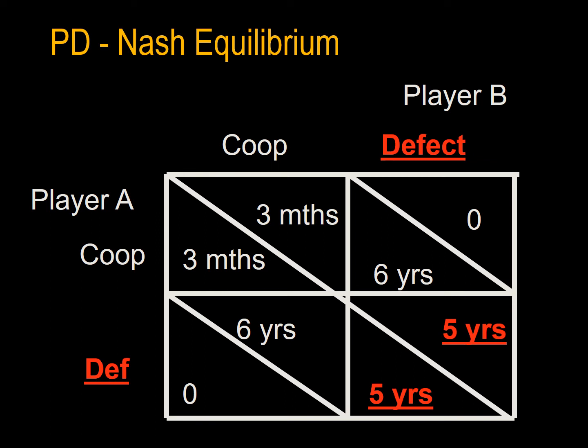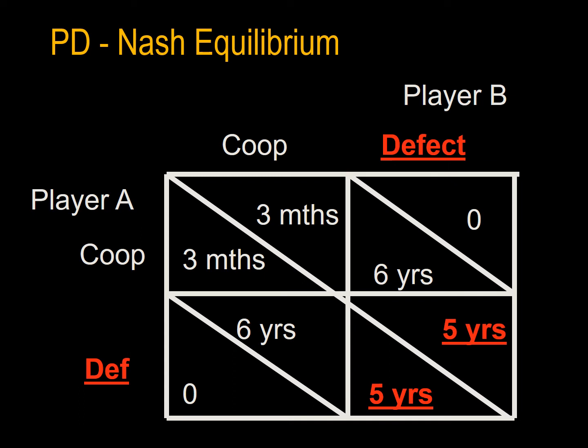Because we have the strategic choice of player B remaining as the defection column, player A is not going to change their choice. They're going to stay with 5 years because 6 years is worse. Player B also has the same symmetrical choice. If they shift from the defect column to the cooperation column, they're going to go from 5 years to 6 years in jail, which is not in their payoff interest. They want to minimize the time in jail. So player A and player B are not going to change their choices. Therefore, we have a Nash equilibrium.